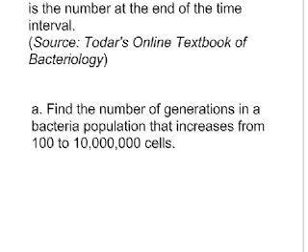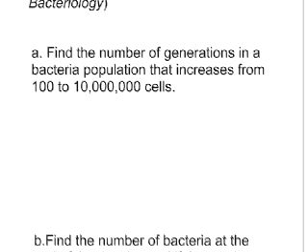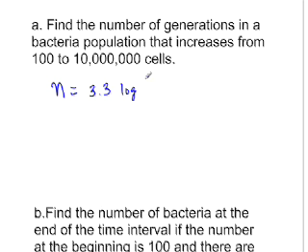So for A, we'll start with the equation n equals 3.3 times the log of little b over capital B. And we'll substitute in the variables that we know. We're looking for the number of generations, so we're looking for n. The log is base 10, and the population increases from 100 to 10 million.